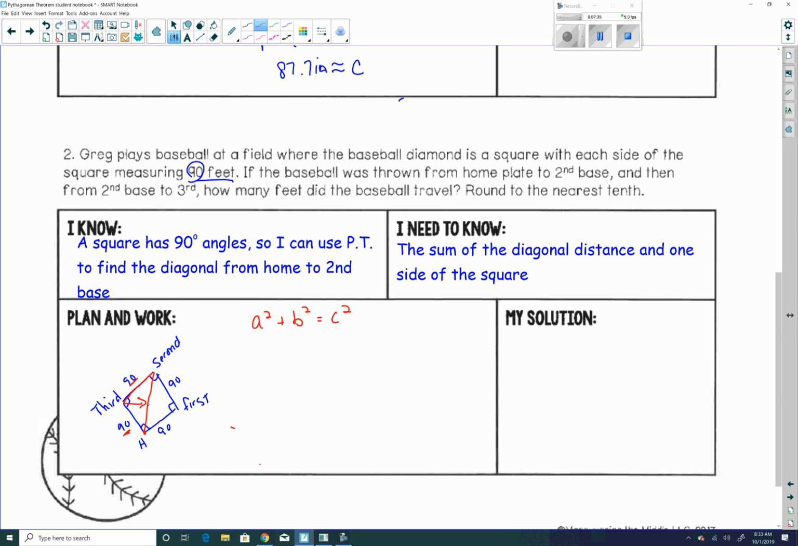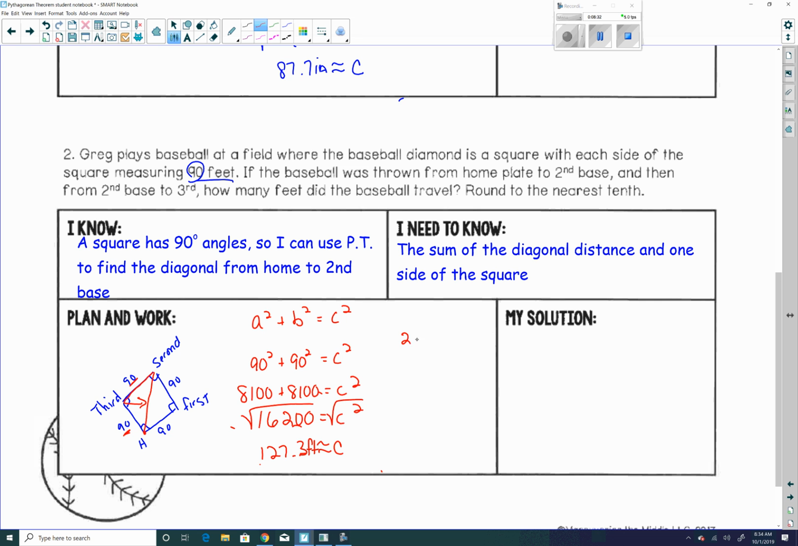I'm looking for the c side here. So 90 squared plus 90 squared equals c squared. Hopefully you set it up that way. 90 squared is going to be 8,100, plus 8,100 equals c squared. So 8,100 plus 8,100 is going to be 16,200. And I need to take the square root. So the square root of 16,200 is approximately 127.279. So I'm going to say c is approximately 127.3 feet.